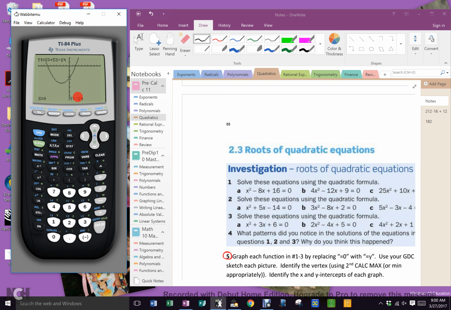Now, Bryce wanted to know what these ones are going to look like, these number 3s with no roots. But you should already know that now, shouldn't you? Is it going to be a parabola? Yeah. Where's it going to live? Nowhere touching the x-axis. So everybody graph number 3.